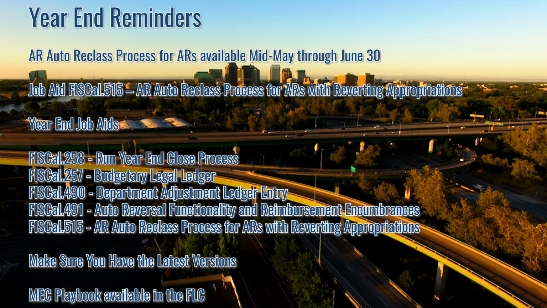Some resources that we have that pertain to year-end are a couple of job aids. We have Fiscal 258, Run Year-End Close Process, Fiscal 257, Budgetary Legal Ledger, Fiscal 490, Department Adjustment Ledger Entries, Fiscal 491, Auto Reversal Functionality and Reimbursement Encumbrances, and Fiscal 515, AR Auto Reclass Process for ARs with reverting appropriations.